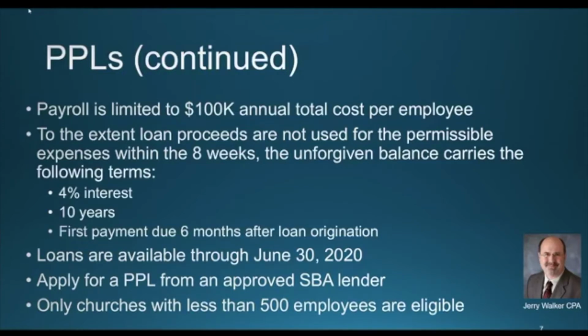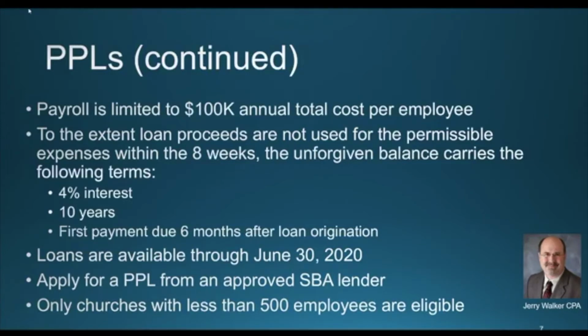Bullet point number 2 there, to the extent loan proceeds are not used for the permissible expenses within the 8 weeks, the unforgiven balance carries the following terms. So 4% interest spread out over 10 years, and your first payment is not due until 6 months after the loan origination date. So let's just kind of think about that for a minute.